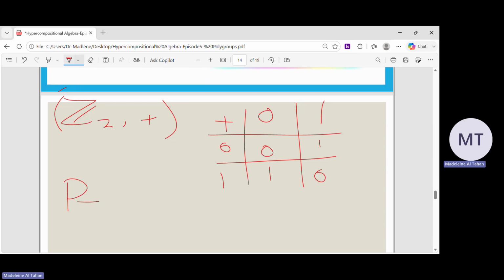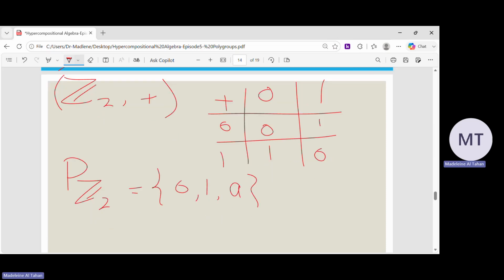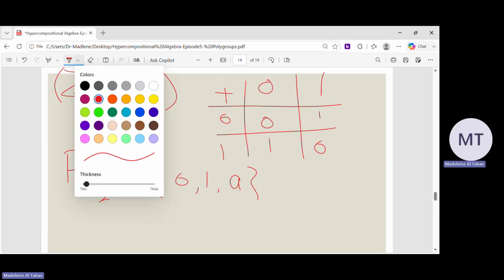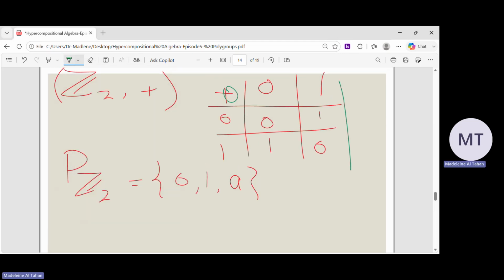What we will do now is P of Z2, instead of having only 0, 1, will have also A. What will happen now? So I will insert here A. The identity here, E is equal to 0. So E 0 circ A is A, and here we have A.